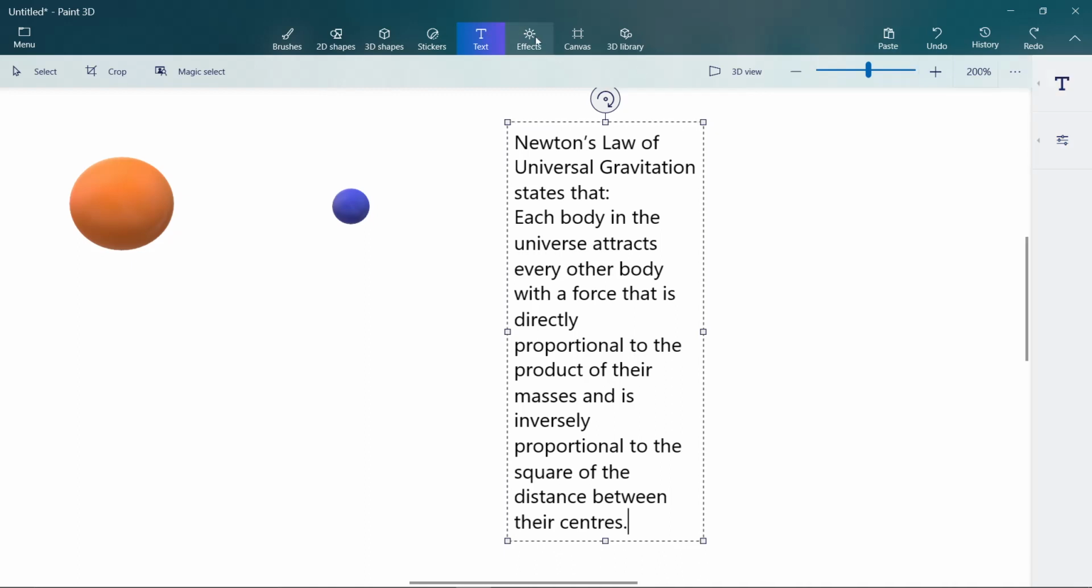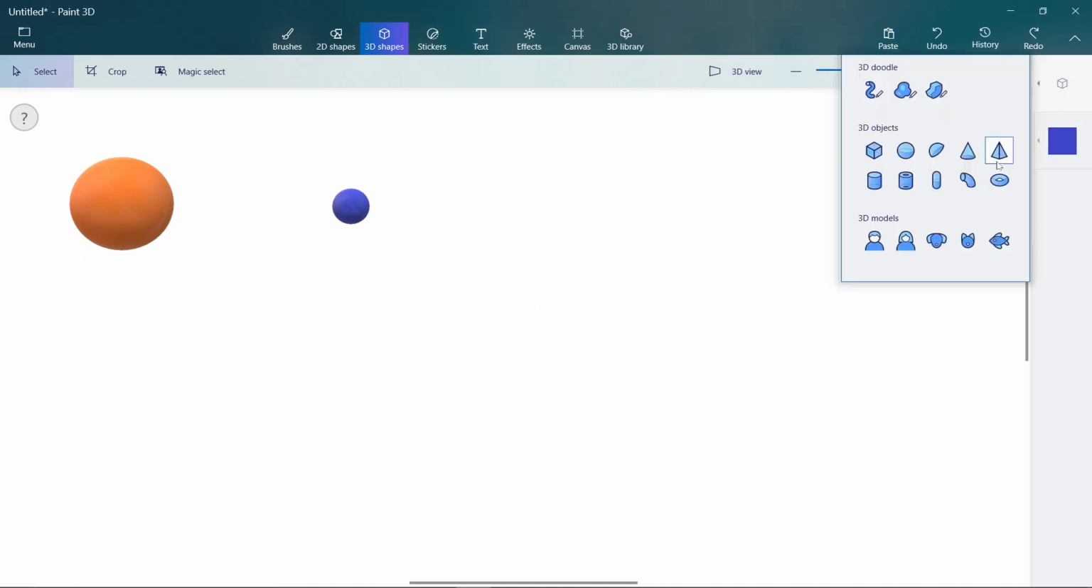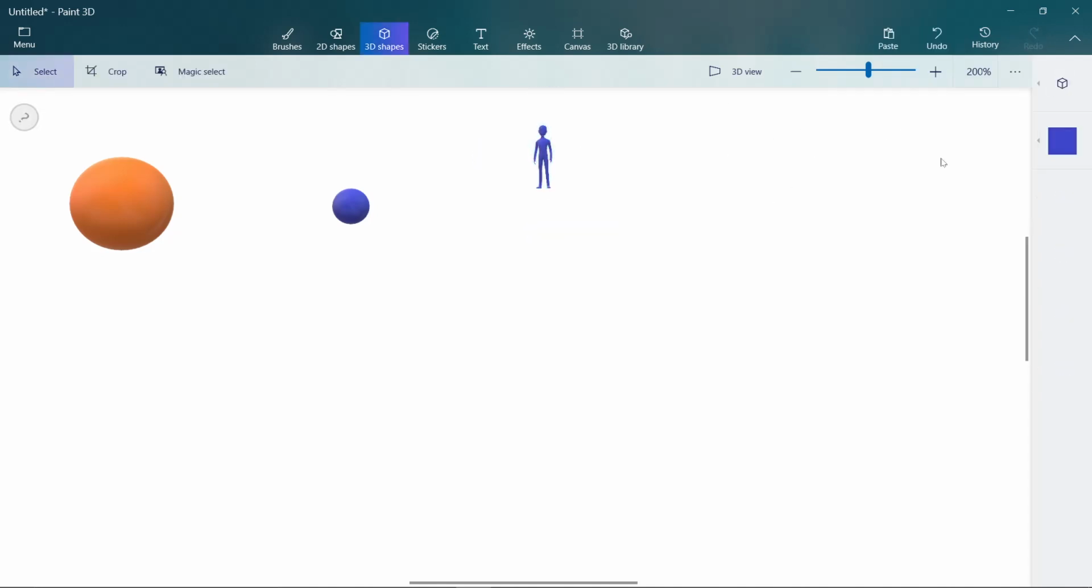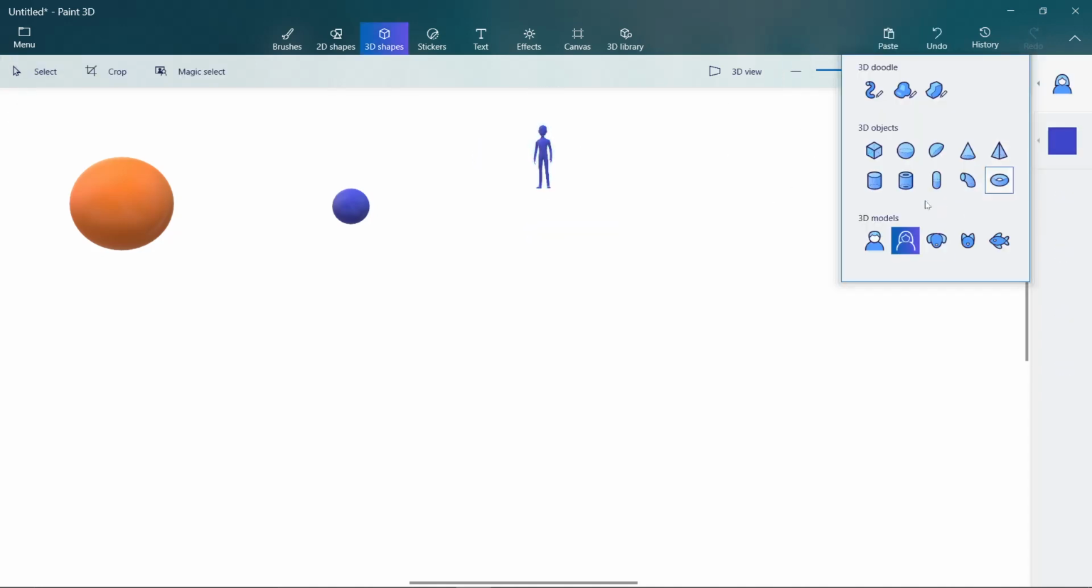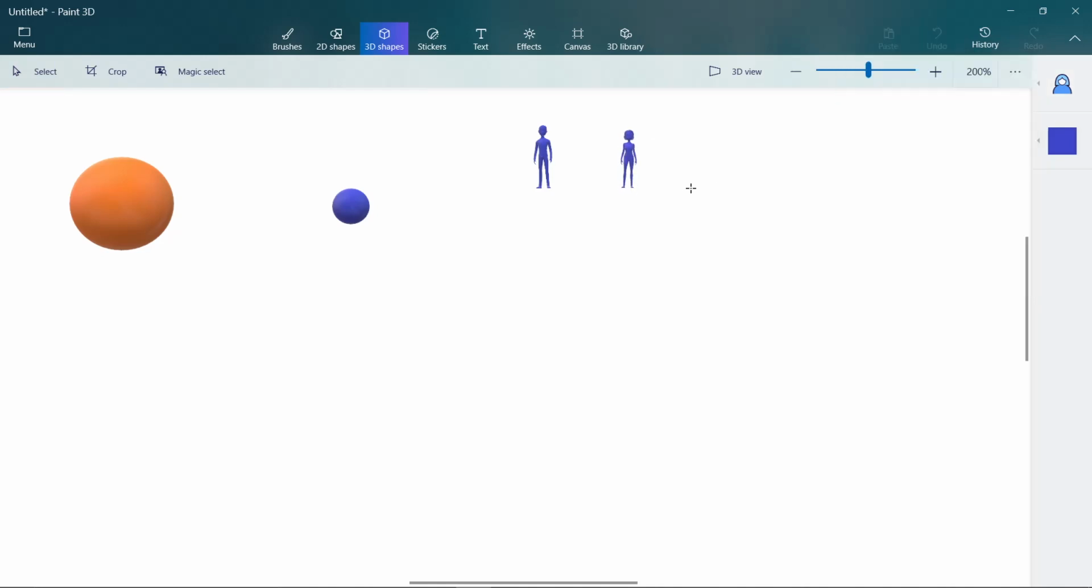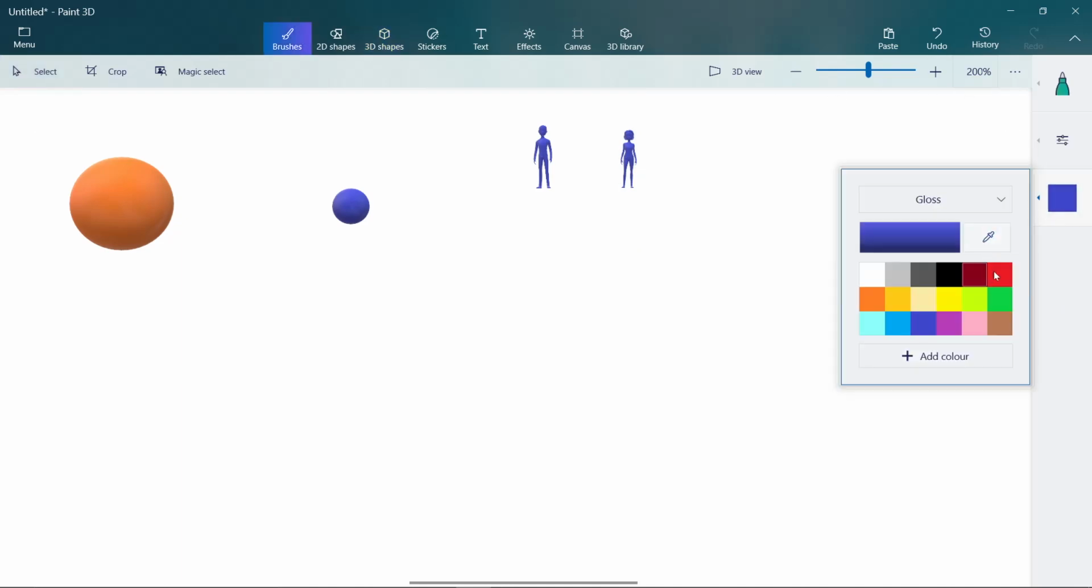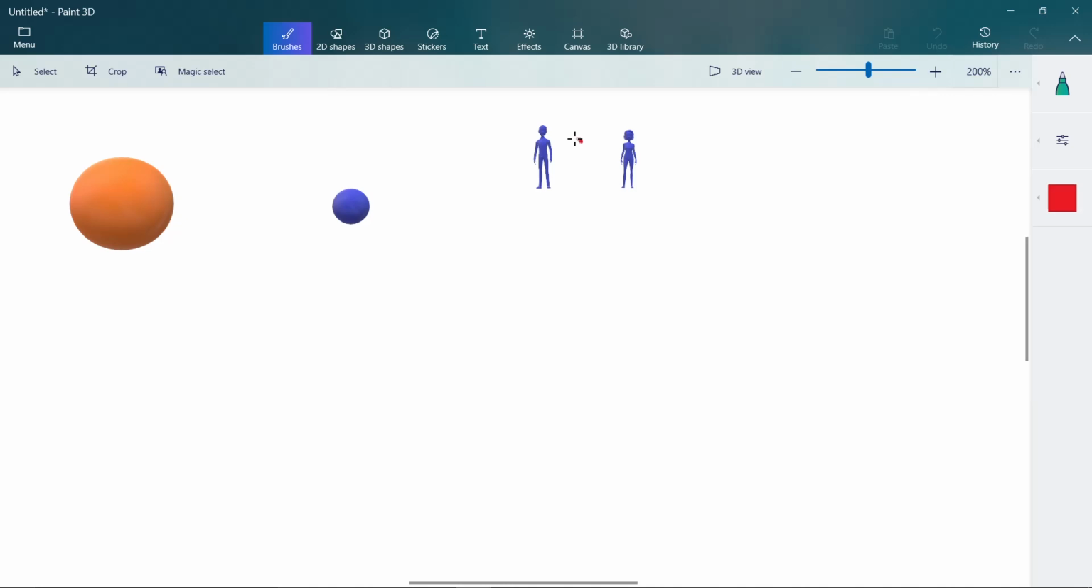So what they are implying is that, let's say this model is you, and this is your friend. You are constantly attracting each other with a force that is directly proportional to the... you know what I mean. You are constantly attracting each other according to the gravitational law. Let's get rid of this.